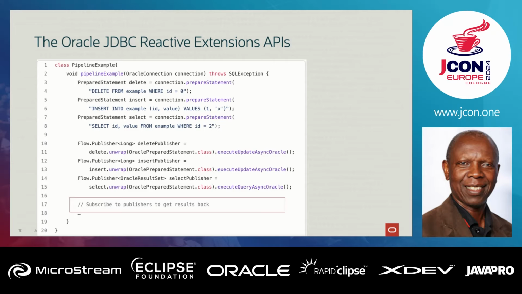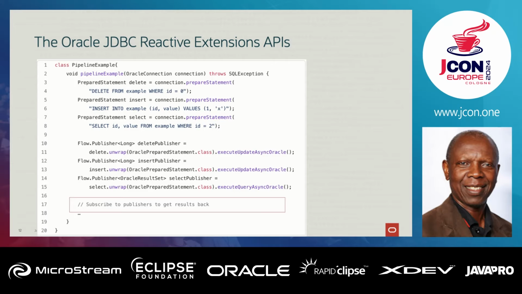So when you access the extension, and you issue execute update async Oracle, it returns a publisher. So it returns immediately, but you get a publisher, a handle. So you can issue another request. And you can see here we have the insert, execute update async for the insert, and then execute query async for the query. So we have now three publishers, and it's not shown on the slide, but subscribers will use those publishers and wait for the database to respond. So the driver will use a selector to monitor the response back from the database.